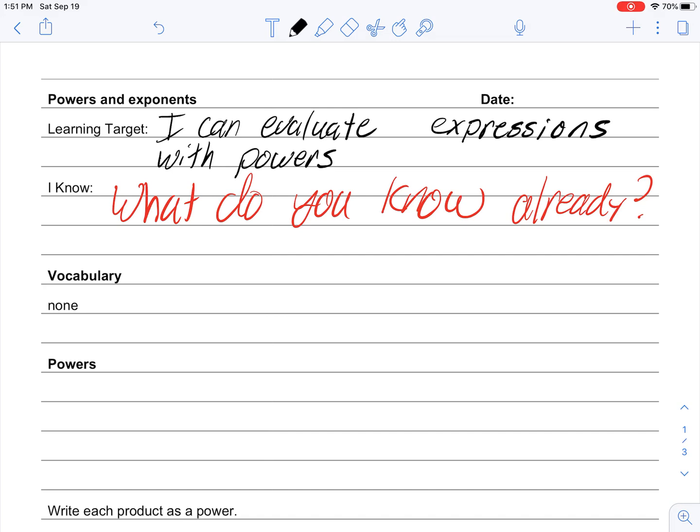So please pause the video at this point, make sure you have written down your learning target, the date, and your "I know" sentence. And then when you're ready, you can restart the video and we will start with the notes.